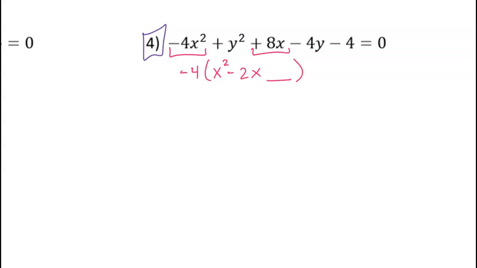And I'm going to group together my y values, which do not have an a term, so I don't need to worry about pulling an a value out of my y's. I just write them down, leaving a space to complete my square. And my constant needs to be moved to the other side by adding 4. Hopefully all of this is ringing true from last class. Hopefully you remember this.